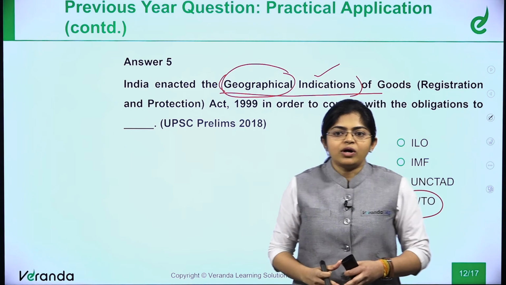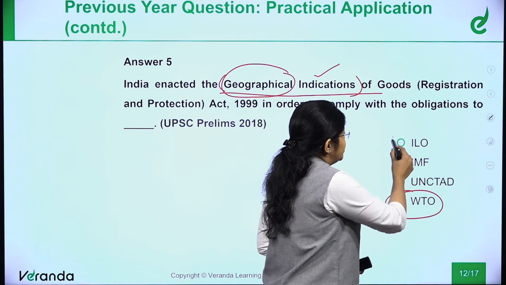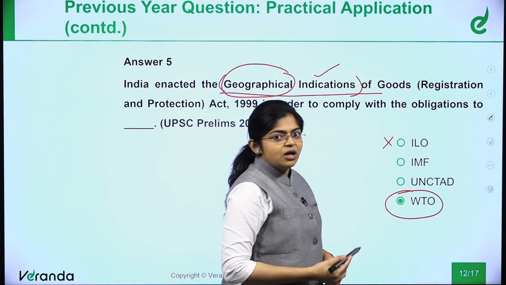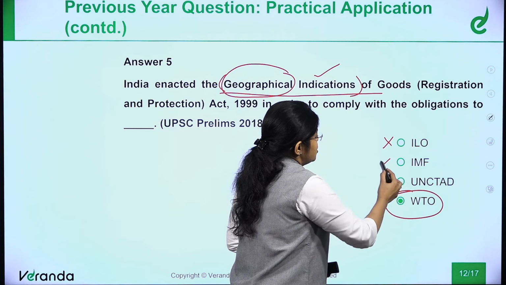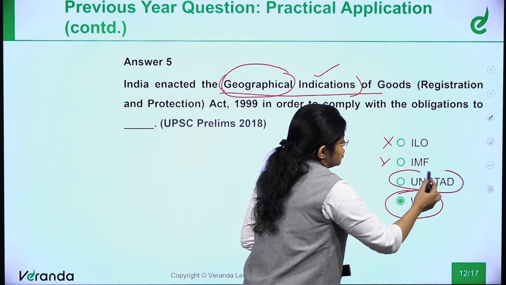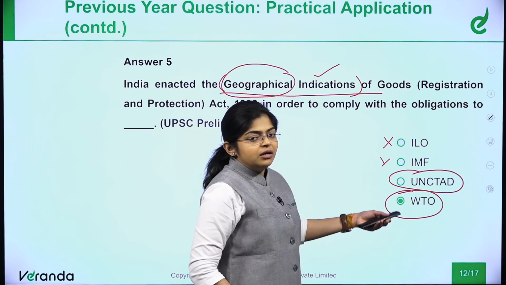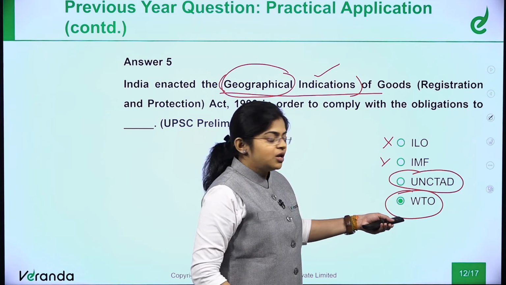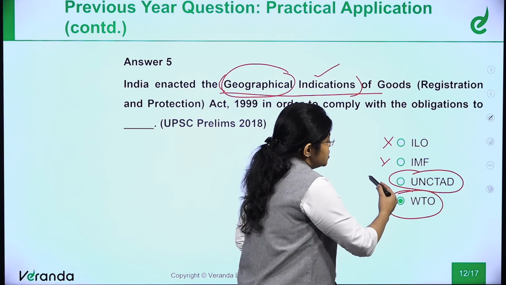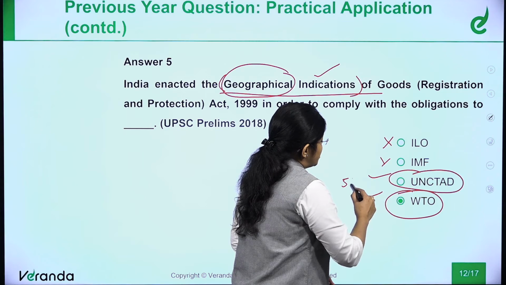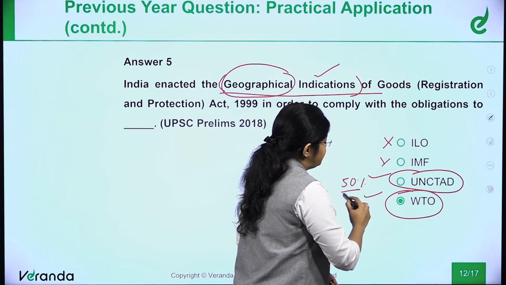So again here you can eliminate 2 options. One is ILO, that is International Labour Organization, and again you can eliminate IMF. So only 2 options you will be left with. One is UNCTAD, again it is a trade related organization, and again you will be left with WTO. So in this case, again your chance of getting this answer becomes 50%.